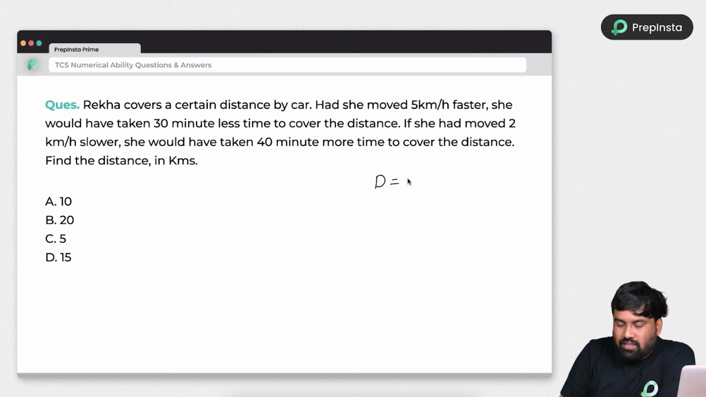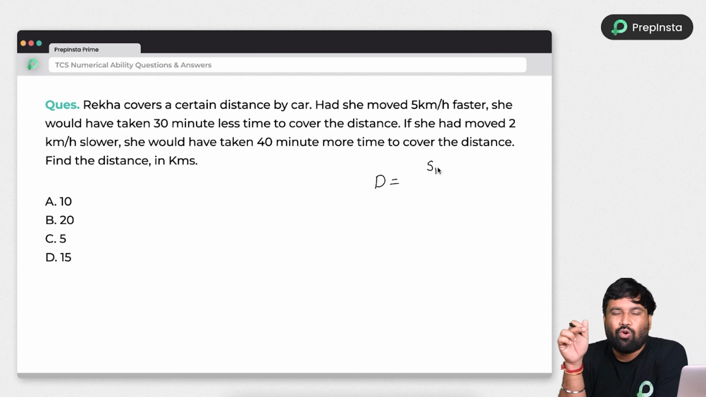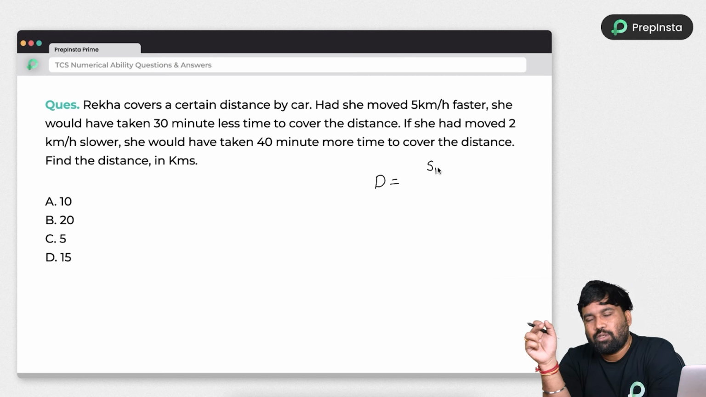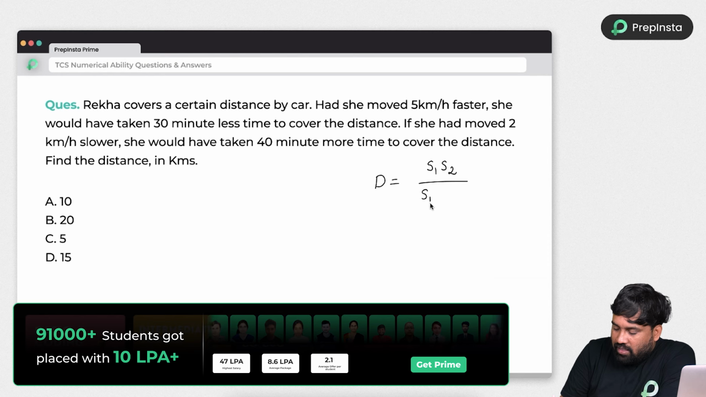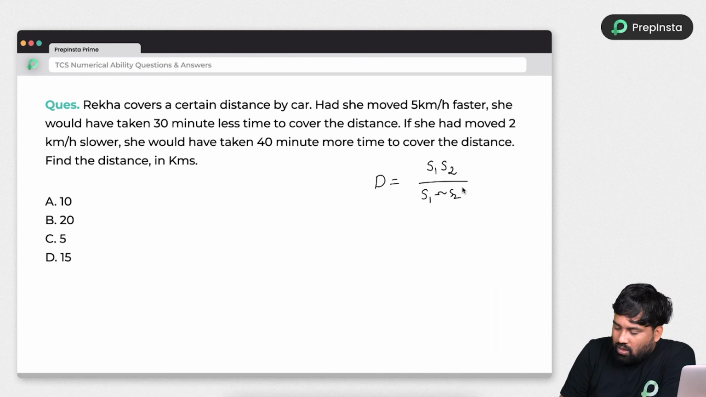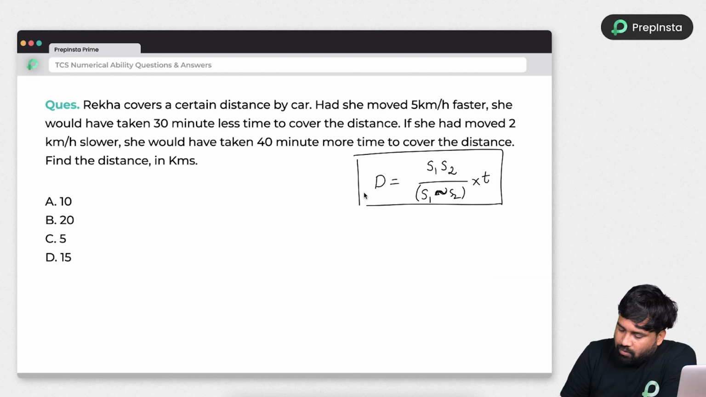So the formula is: the speeds are varying, right? So distance equals speed into time. In terms of speed, you have to write S1 S2 divided by S1 difference with S2. Difference means you know, right? Always a positive value, and into T. So remember this formula, it's more than enough, our problem will be completed in a smart way.